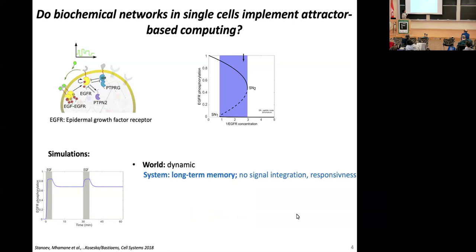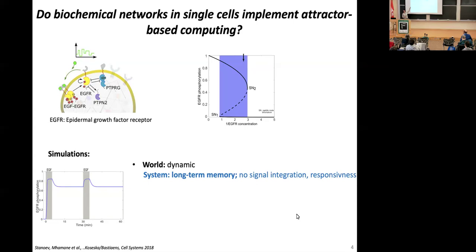Which means that if my world is dynamic and I have a long-term memory, which comes from a stable attractor, that the system is fixed into a stable attractor, then the cell is not going to be able to integrate signals, and it's not going to be able to respond to changes in the environment. So it has the robustness property, but it does not have the property to be flexible and respond to other signals. And this is actually the case for the oncogenic situation.